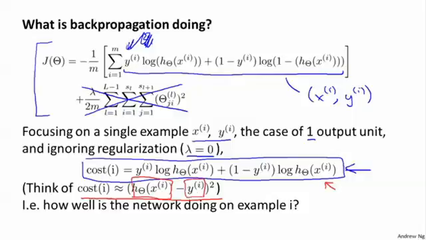Just as in logistic regression, we actually prefer to use the slightly more complicated cost function using the log, but for the purpose of intuition, feel free to think of the cost function as being this sort of squared error cost function. And so this cost of i measures how well the network is doing on correctly predicting example i. How close is the output to the actual observed label y^(i)?